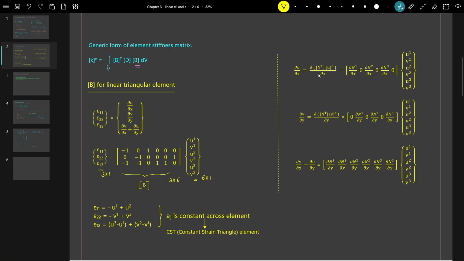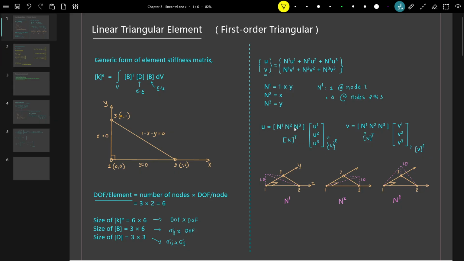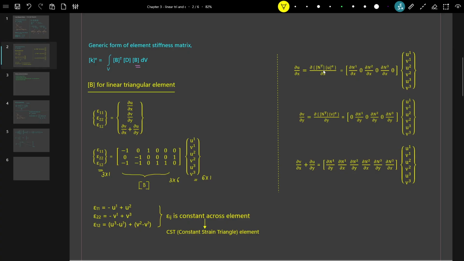So how does this come? We are just deriving dou u by dou x and these terms on the right hand side, and we have just substituted all these values here, and we get this one. So let's see this dou u by dou x. So u, as we know, is the shape function matrix transpose times u e. Since the shape functions are only functions of x and y, we need to differentiate only the shape functions with respect to x.